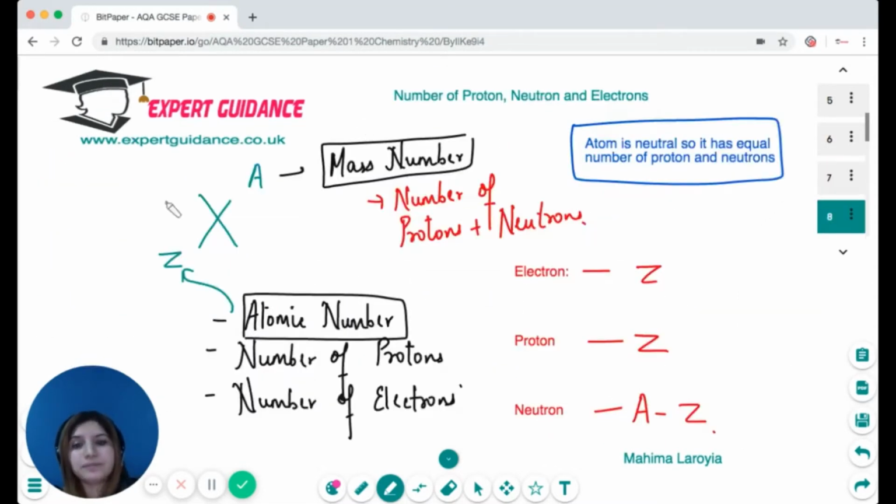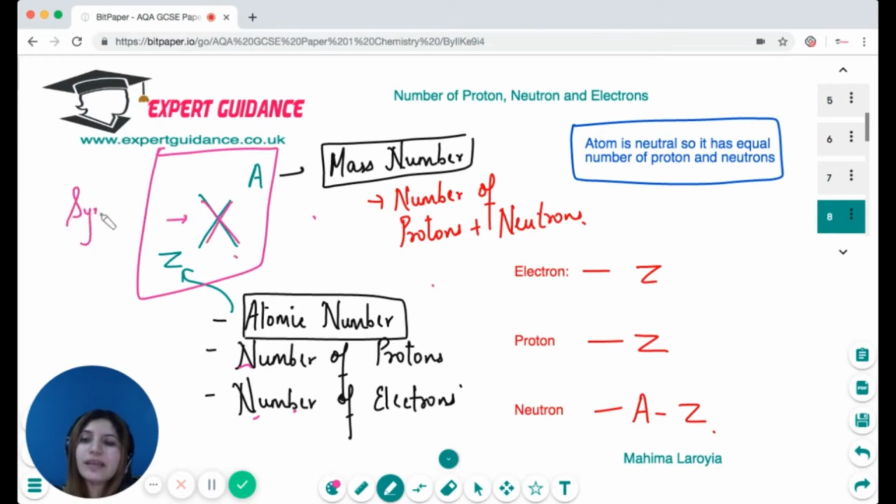Now, how do we work out how many proton numbers, electron numbers, or neutron numbers are there in an atom? For that, we take the help of a periodic table. In the periodic table, all the elements are there with their symbol. So this is the symbol of the element, and they'll have one number at the top and one at the bottom. The number at the top is the mass number, which is the number of protons and neutrons. The number at the bottom is the atomic number, which is the number of protons.